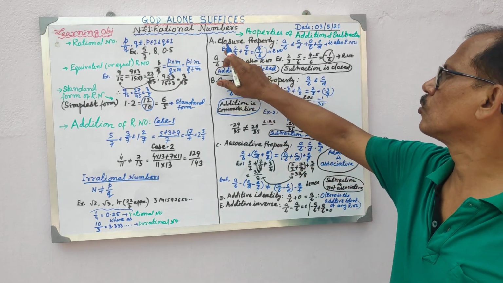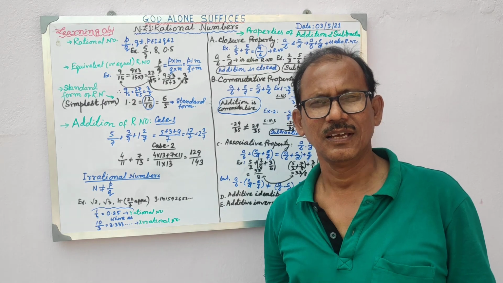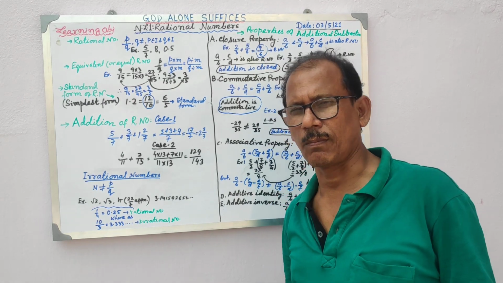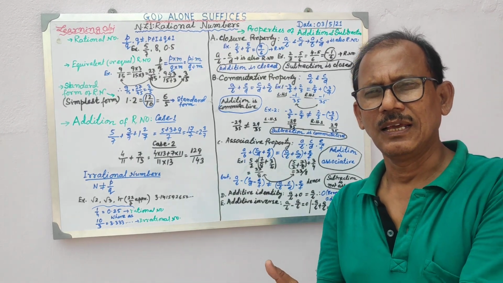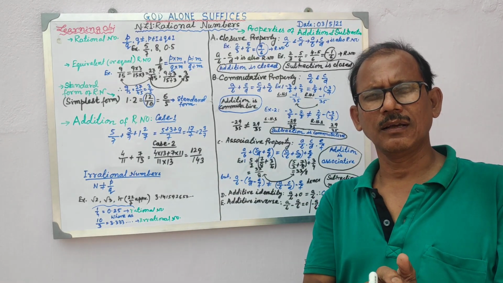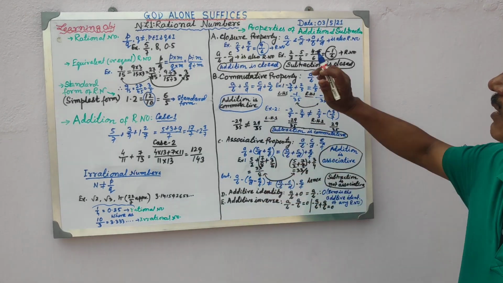First property is closure property. You have learned these properties in whole numbers, isn't it? For whole numbers, all these properties are the same. A rational number is framed in P by Q format, Q not equal to 0, P and Q are integers, isn't it? That way we can learn it.